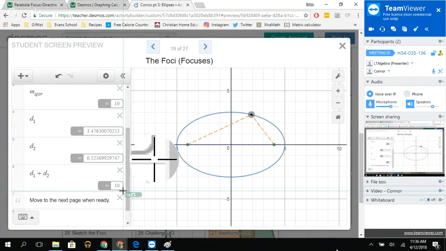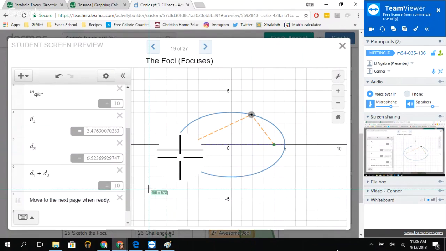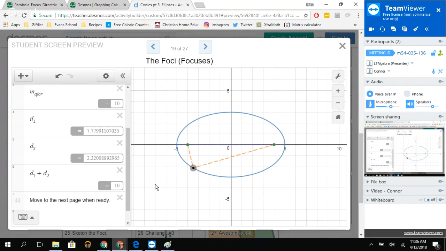It doesn't always equal 10. It could equal 100 or something like that, but it's always equal to each other. And I think that's way easier to look at on here.